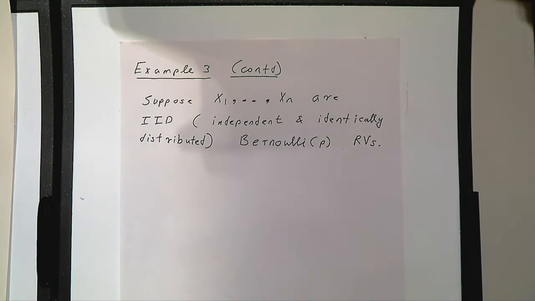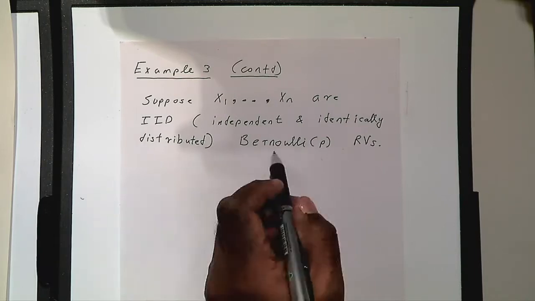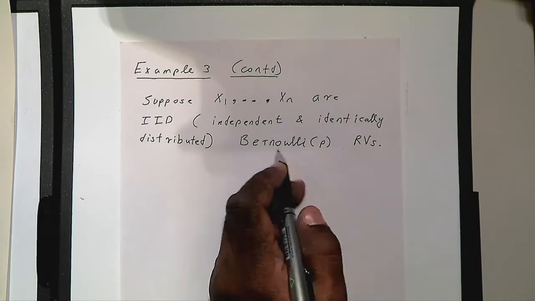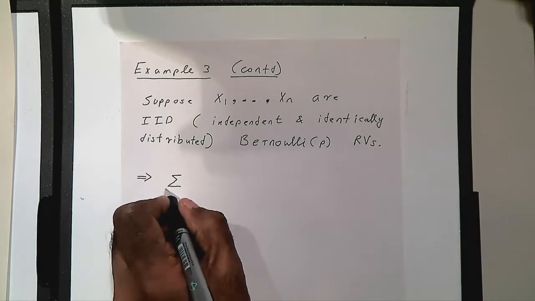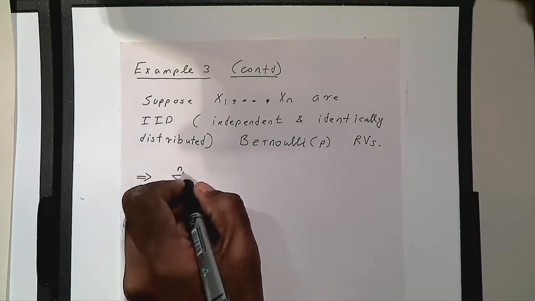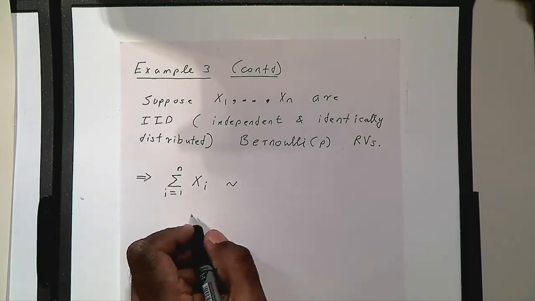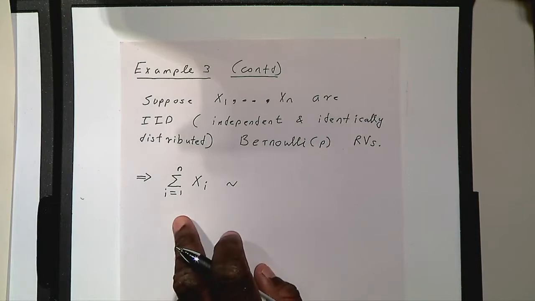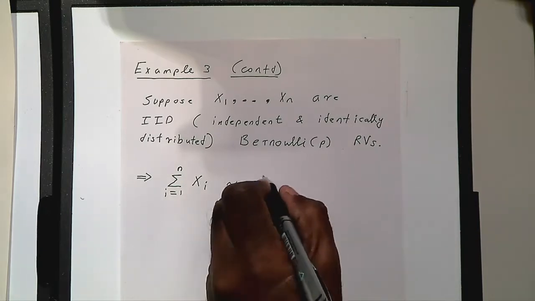Okay, suppose x1 to xn are IID, meaning independent and identically distributed, Bernoulli random variables. I'm sure you did this before. Don't tell me that you don't know this, right? Then this implies that the sum, from what you did in probability 1, right, would you know what distribution this will have? If you have IID Bernoulli, then the sum of them has what distribution? Come on, guys, talk to me.